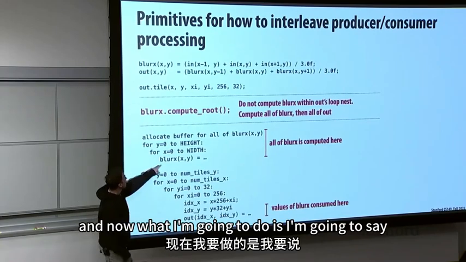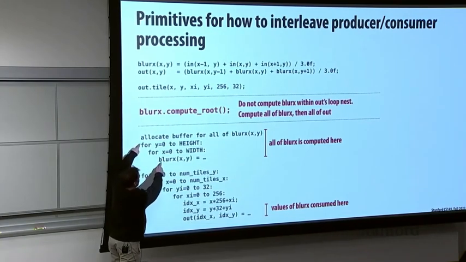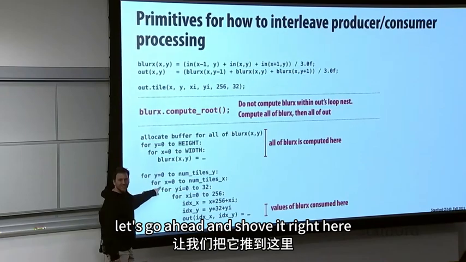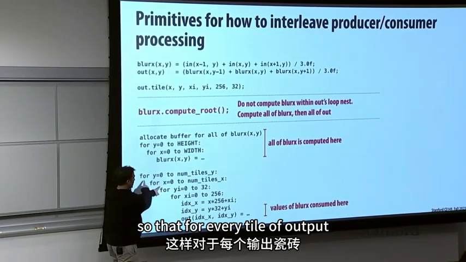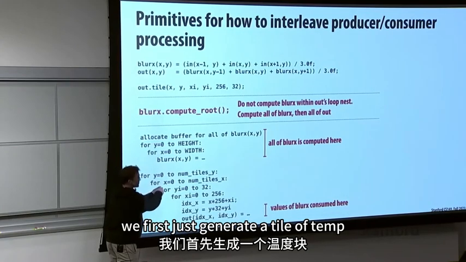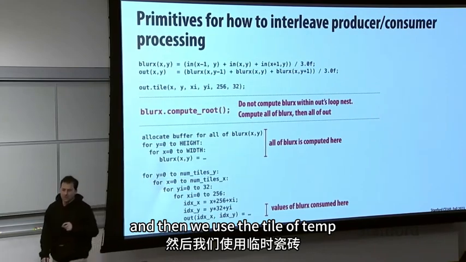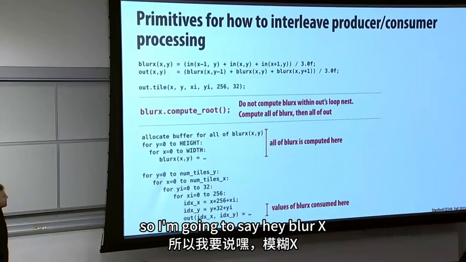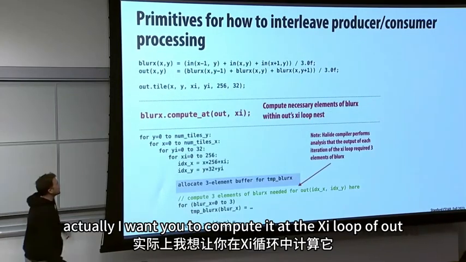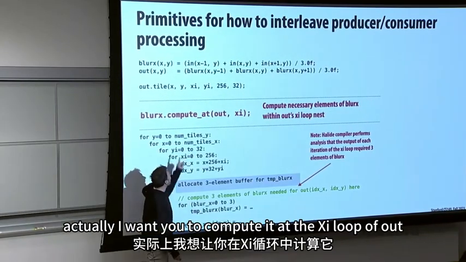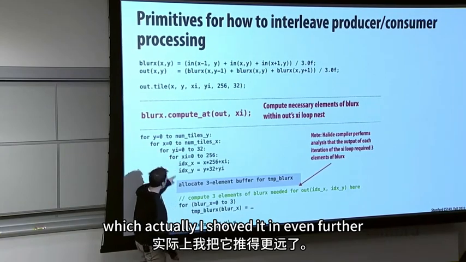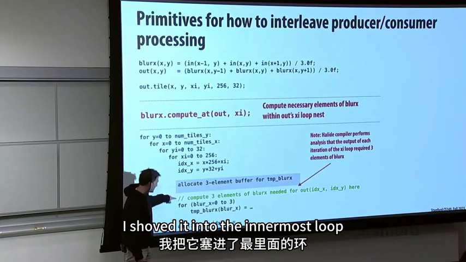And now what I'm going to do is I'm going to say, hey, this blur x loop, let's go ahead and shove it right here. So that for every tile of output, we first just generate a tile of temp, and then we use the tile of temp. So I'm going to say, hey, blur x, actually I want you to compute it at the xi loop of out, which actually I shoved in even further. I shoved it into the innermost loop.